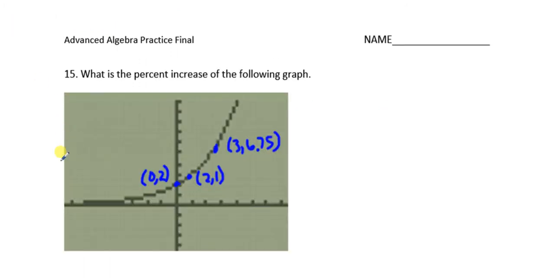Okay, question number 15. What percent increases the following graph? This is really kind of a tricky problem. If it was linear, you can kind of tell the slope that we're going up over 2 to the right and up 1. Let's see, this is 2, 1. No, that should be 1, 2 on the graph. That looks like the point 1, 2.